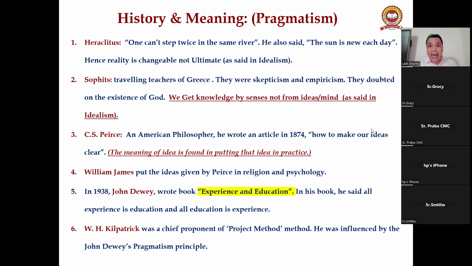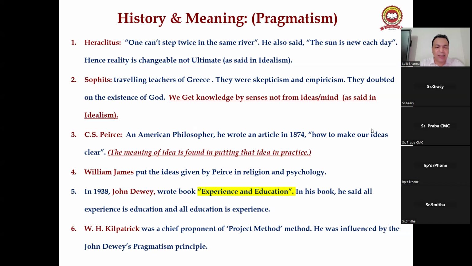On the other side, idealism says that we get knowledge through the mind and our rational faculties. Mind is the gateway of knowledge. So here you can write that on the idealism side, mind is the gateway of knowledge, while here the senses are the gateway of knowledge. You can write it, right?